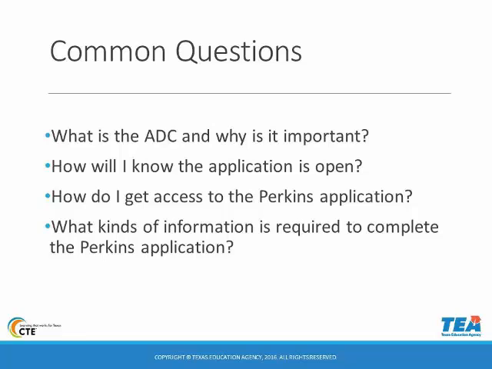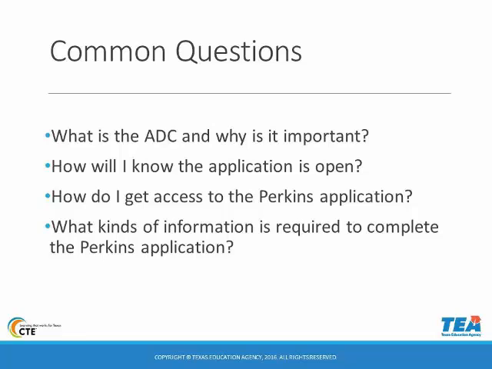So how do I get access to the Perkins application? We're going to show you that in just a minute. You're going to get two looks at that because I'm going to show you some places to go if you don't know already. And then when Ron comes and talks to you about the program effectiveness report a little bit later on, you'll see it again. So we'll get two chances to look at where to go to get access.